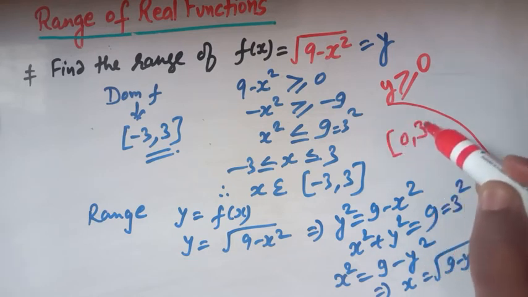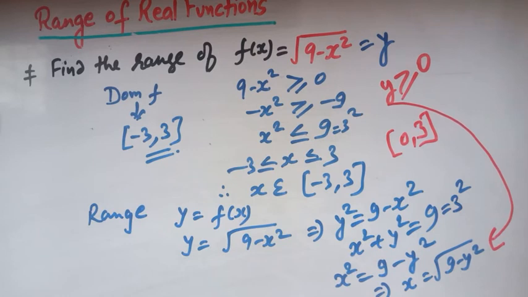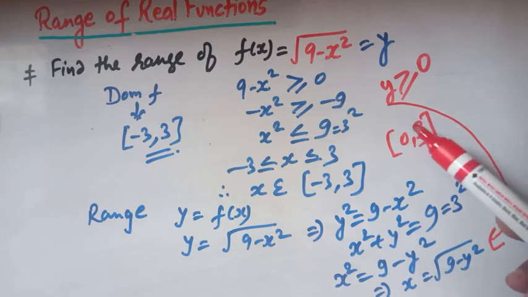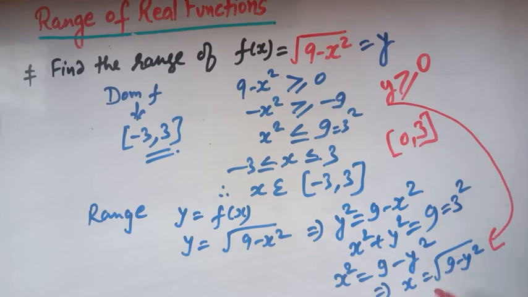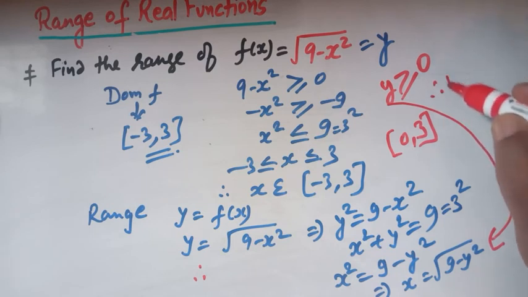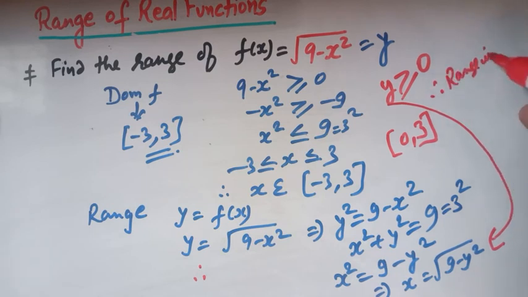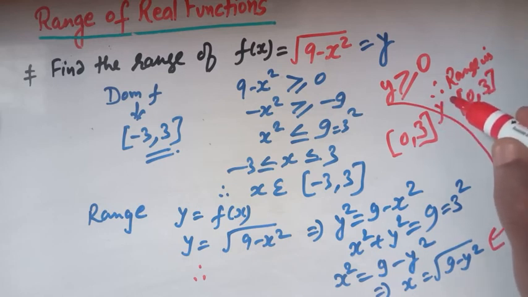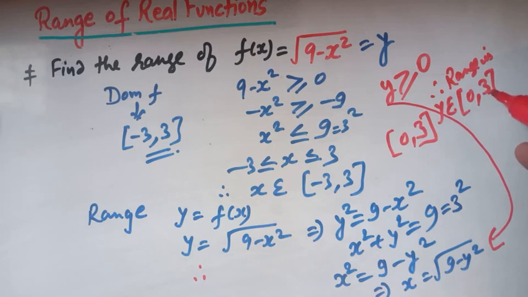0 to 3. Clear? Why? Because when y is equal to 0, we have x is equal to 3. Clear? And when y is equal to 0, then x is 3, and when y is 3, then x is 0. So therefore our range, I am writing it here, so range is from 0 to 3, or y belongs to 0 to 3. Clear?